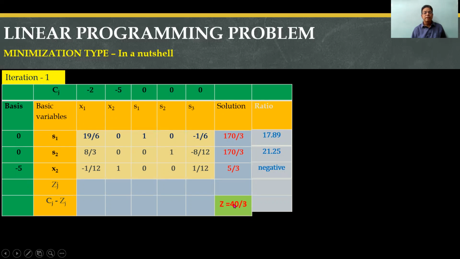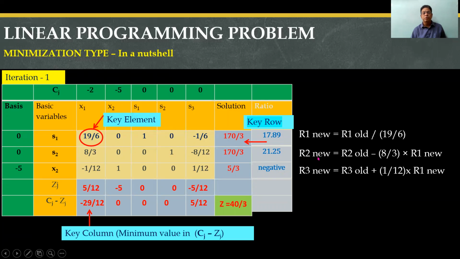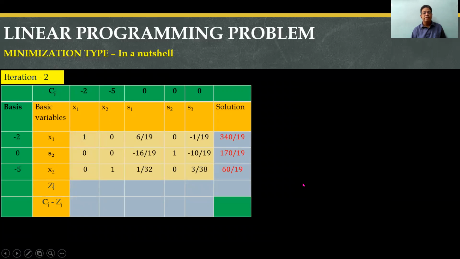Z will be 25 by 3. If I am correct, earlier it should be 25 by 3. Then Zj values, Cj minus Zj values. Again find key column. Again find key row. Again find key element, and make this key column as 1, 0 and 0 by performing the operations R1 new, R2 new and R3 new as we discussed, and we'll get again these values. So this is again iteration 2 matrix, and Z is minus 980 by 19.